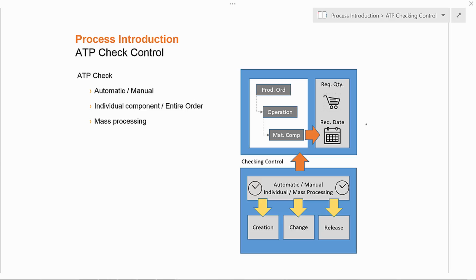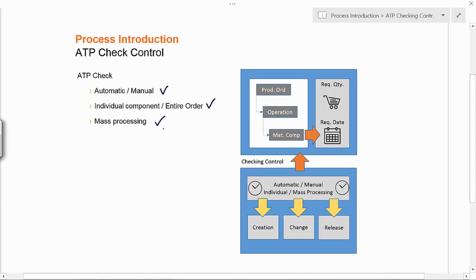You can do it automatically or manually. You can do it for a certain component from your order, or you can do it for the entire order. You can do it in single processing, like doing one order at a time, or mass processing, like multiple orders at the same time, and so on. And all these various ways in which ATP can be performed are controlled via the ATP checking control.